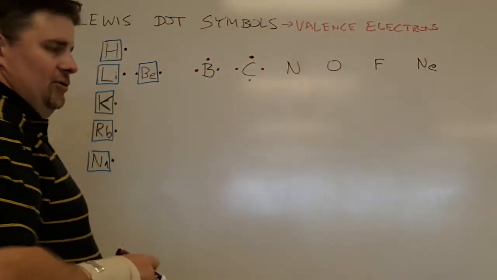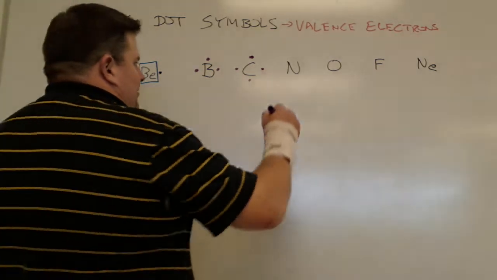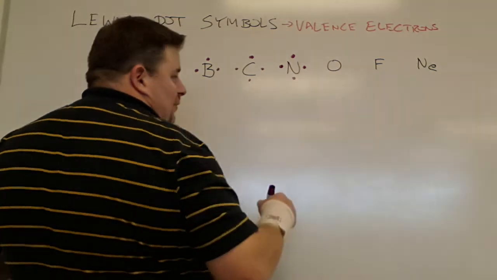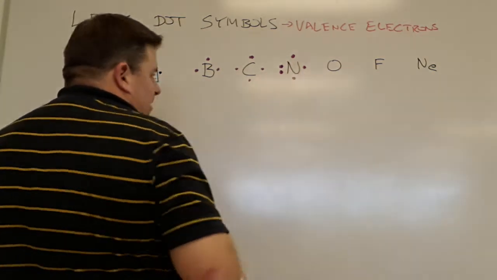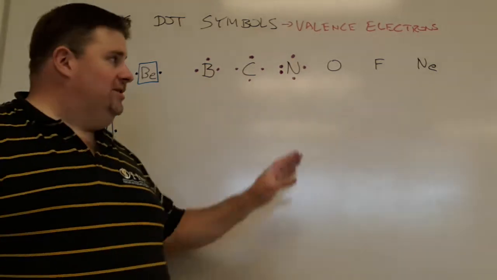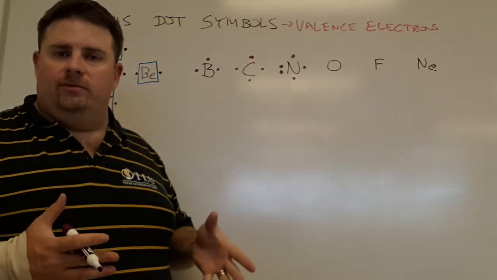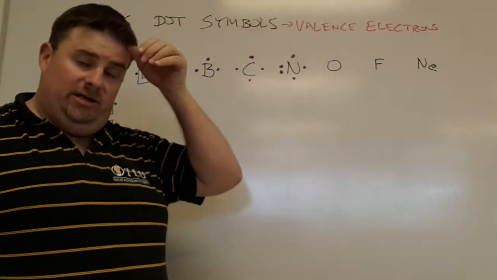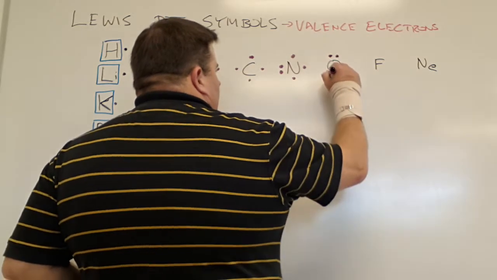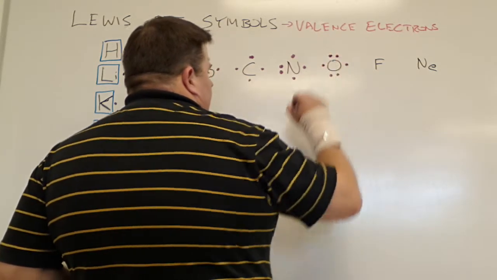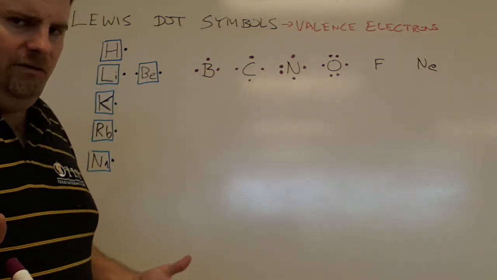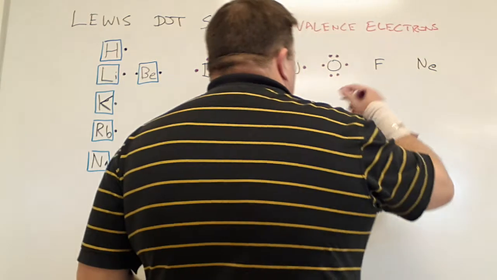Now with nitrogen, I've run out of sides. So 1, 2, 3, 4. I have to put 1 more electron in. So pick a side, any side, and pair it up. Remember that these orbitals can only have 2 electrons. So each side is kind of like an orbital, so I can only put 2 electrons on each side. For oxygen, I have to follow that same rule of symmetry. So I put 2 dots on top, 2 dots on the bottom, or I could use the sides. Both of them will work, just as long as it's symmetric.